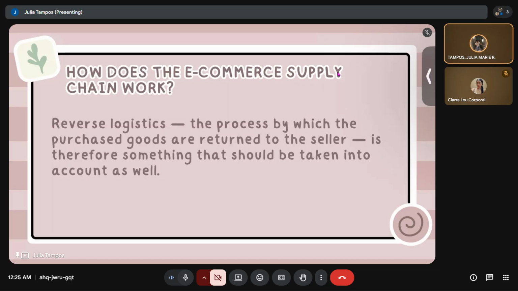So lahat ng ito ay mahalaga para siguradong makakarating nang maayos ang produkto sa mga tamang tao. Understanding this process is important for business and logistics. It helps companies manage operations and keep customers satisfied.